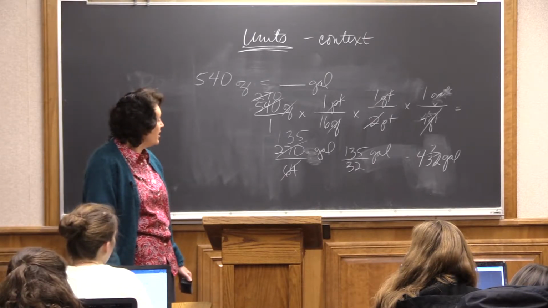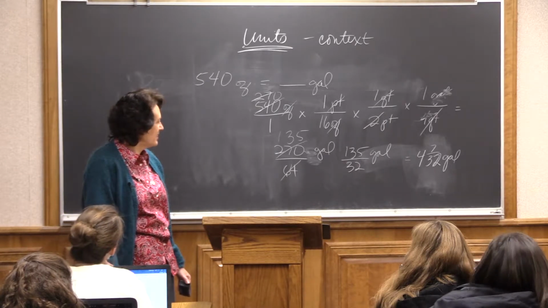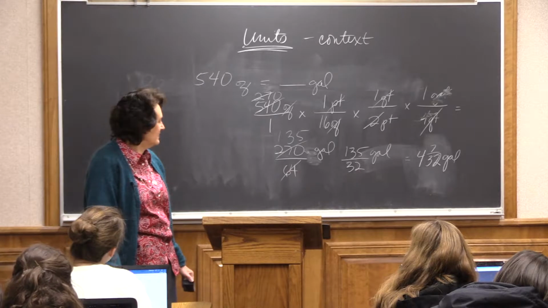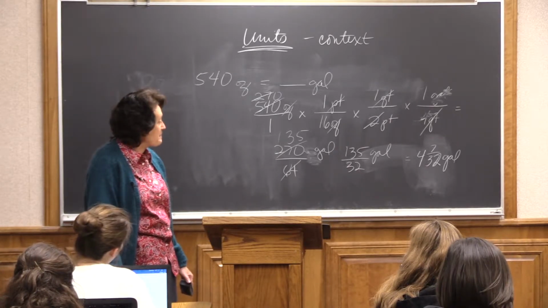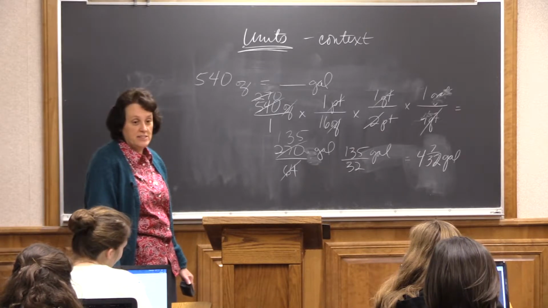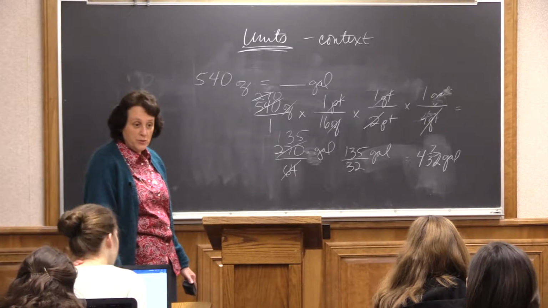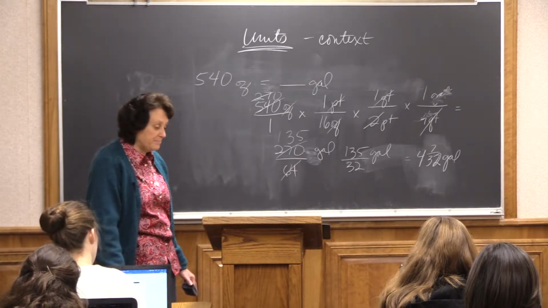So cancellation of units. Yeah, 32 goes into 135 4 times. I was thinking 3, I don't know what I was thinking. So, all right, cancellation of units. But with the U.S. customary system, you do have to know your conversion facts. There's no way around that.